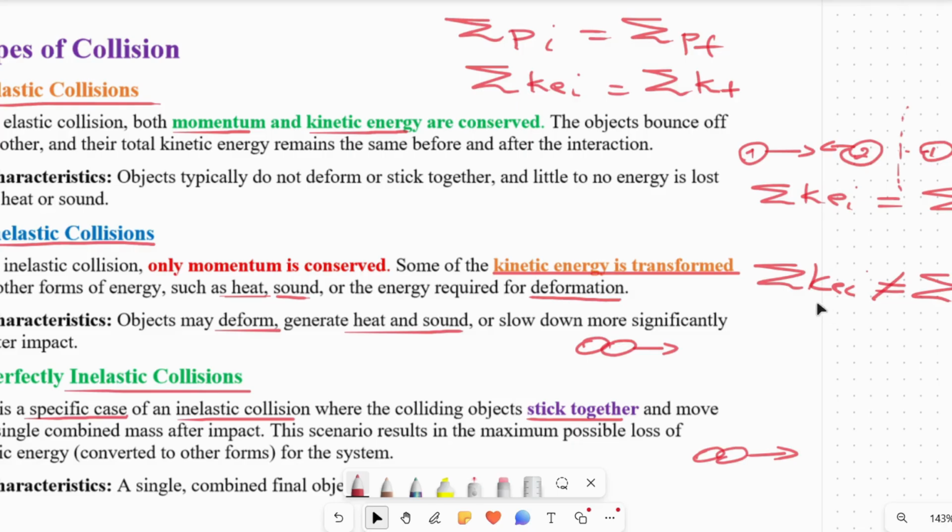Then in inelastic collision, kinetic energy is not conserved. It's transformed into other forms of energy like heat, sound, and deformation. So the object becomes smaller or just changes shape. That's what is meant by deformation.